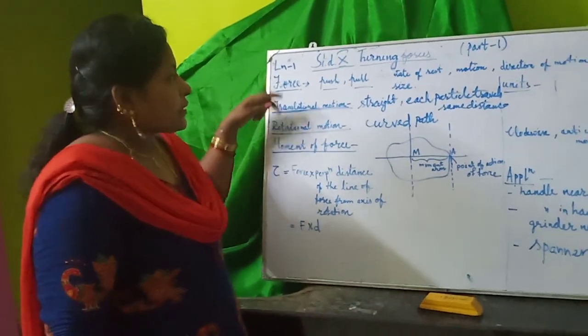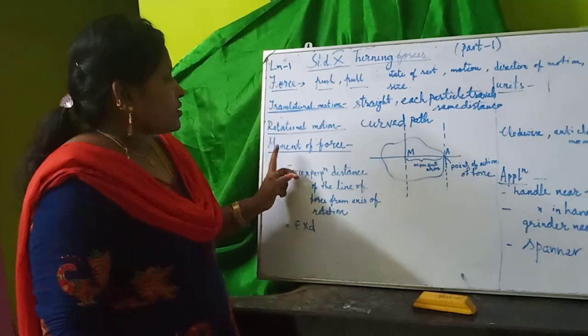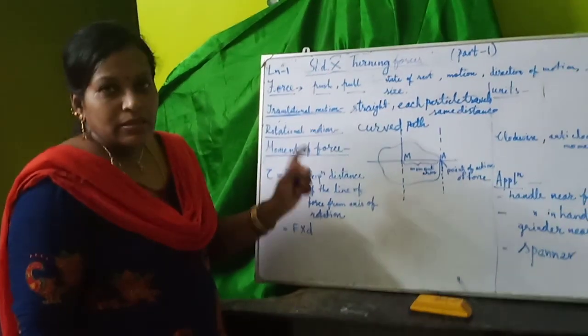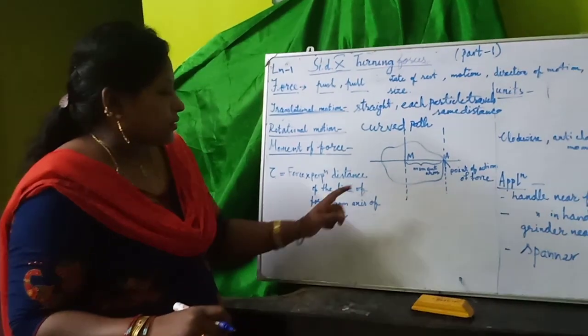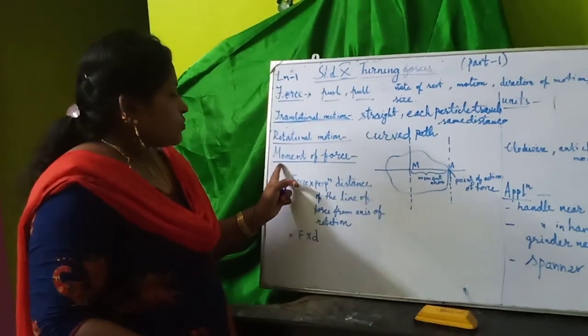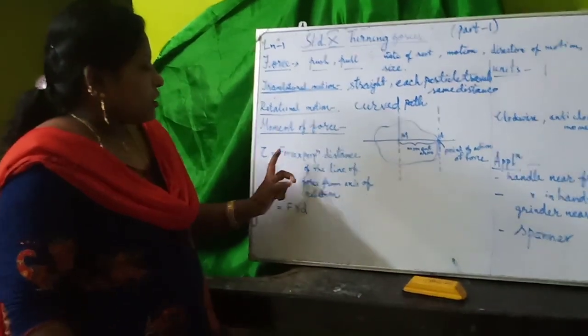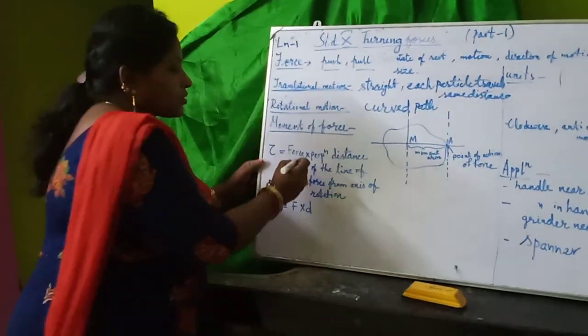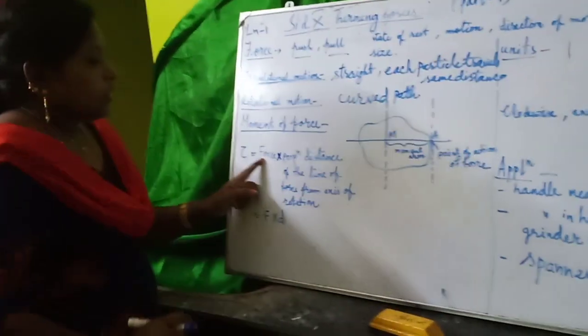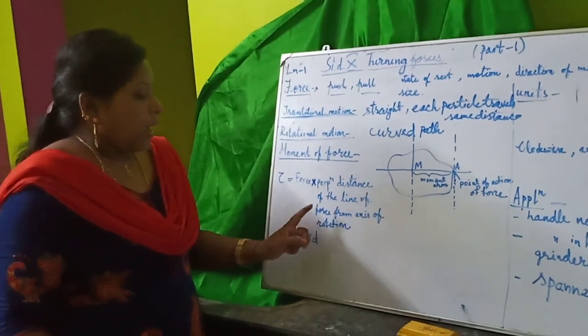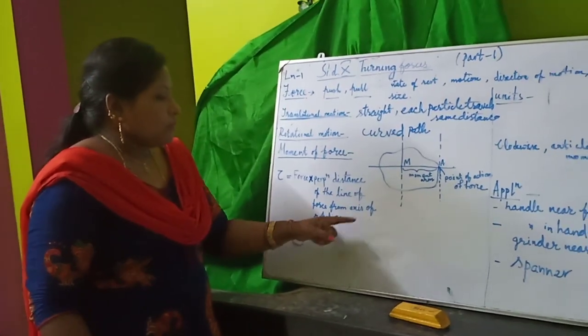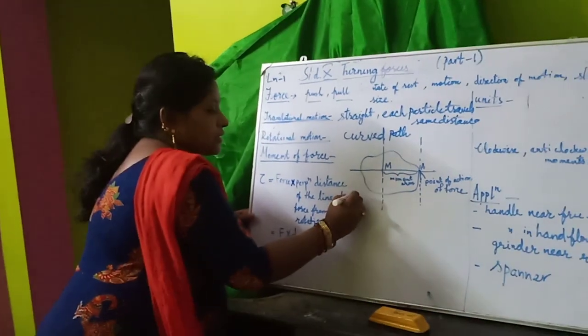Next term related to this lesson is moment of force. For this moment of force, first I will tell the definition, then I will tell the related terms. So moment of force is defined as the product of force and perpendicular distance of the line of action of force from axis of rotation.